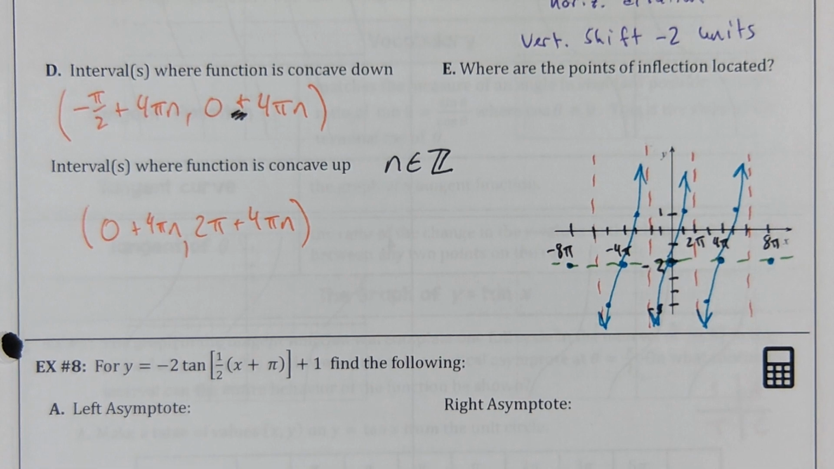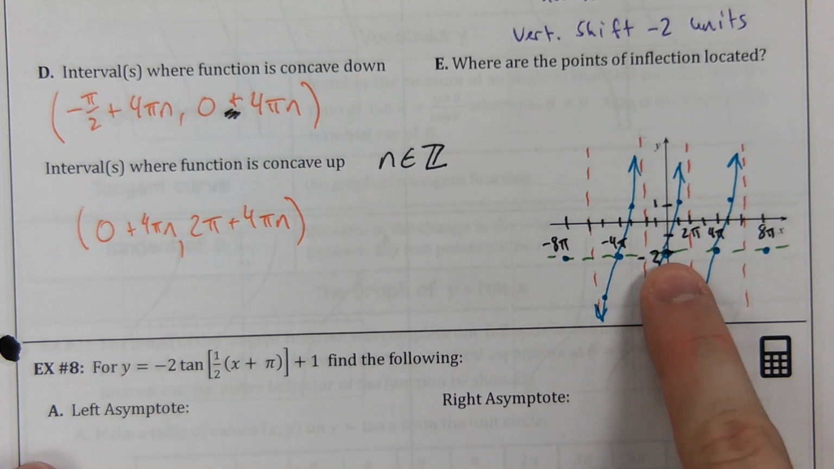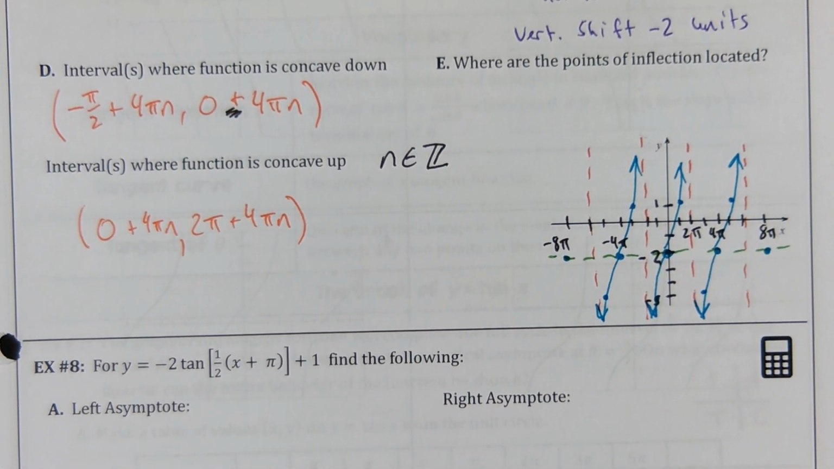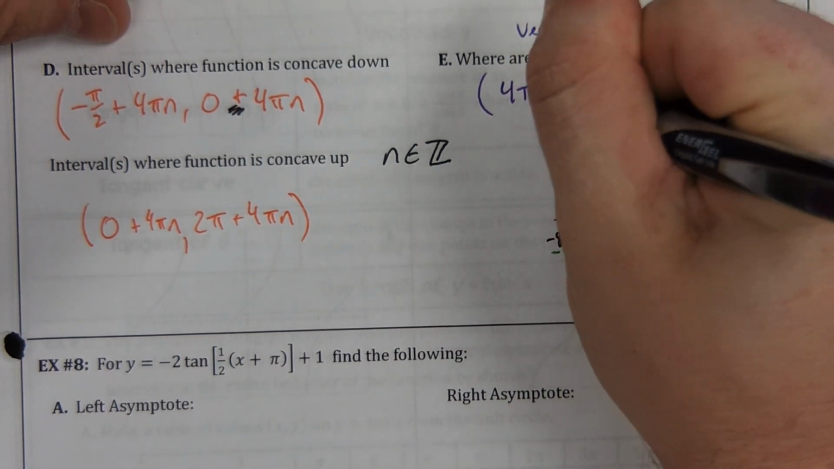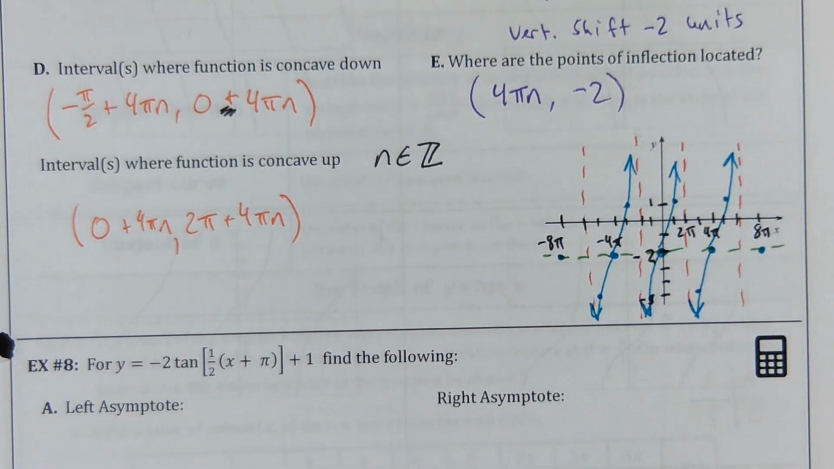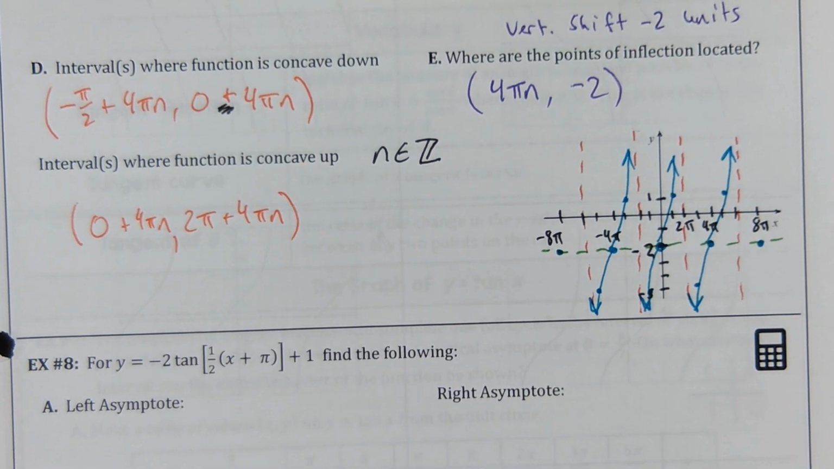Where are our inflection points? Well, let's see. I've got one at 0, then 4 pi, then 8 pi, but that looks like the multiples of 4 pi to me. So it's going to occur at every coordinate of (4 pi n, -2), because they all have the same y value. And all three of these are for n is all the integers. That means positive and negative. So every multiple of 4 pi.